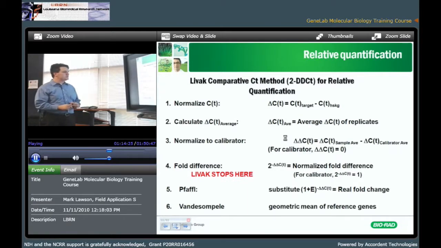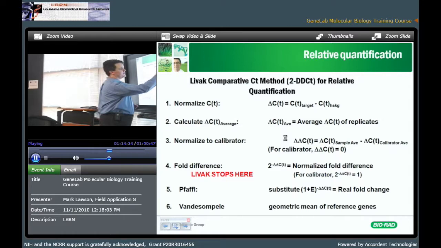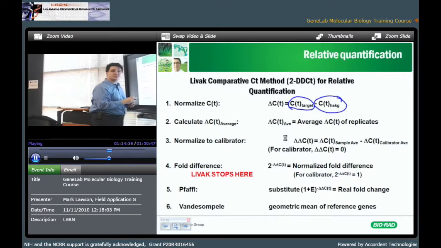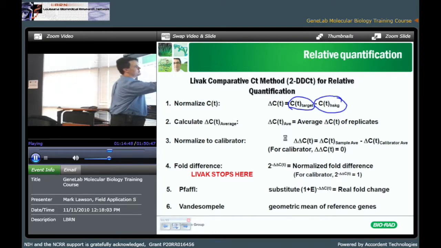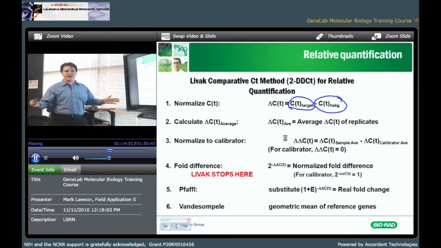So here's how we might do this on paper. We've got a CT or CQ value for the gene of interest, and we've got a CQ value for the housekeeping gene, and we take a simple delta of those two values. If we are doing the Vandesompele method, we take the geometric mean. There's a generic formula for it, but I just want to spell it out. The geometric mean of all the housekeeping genes in the study.